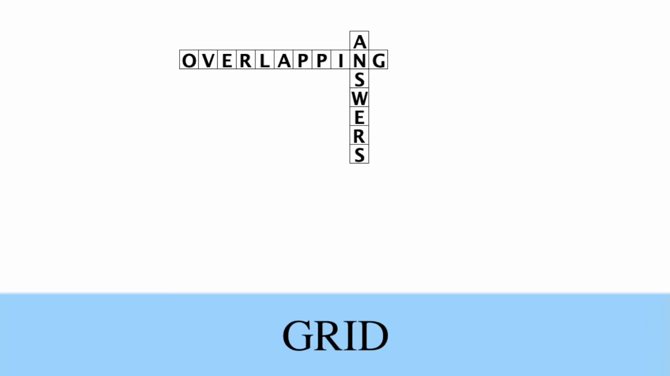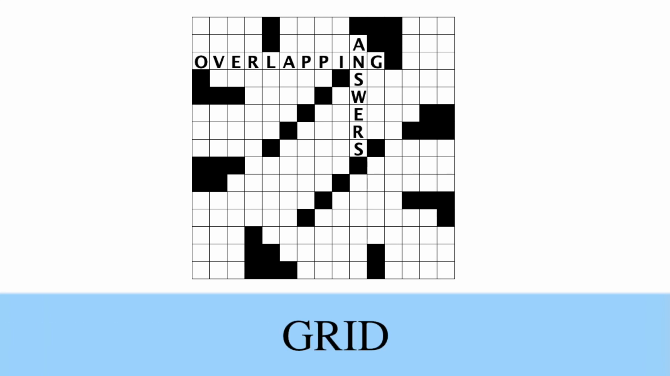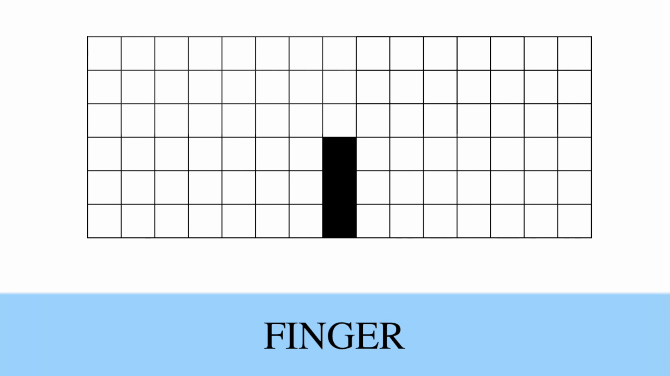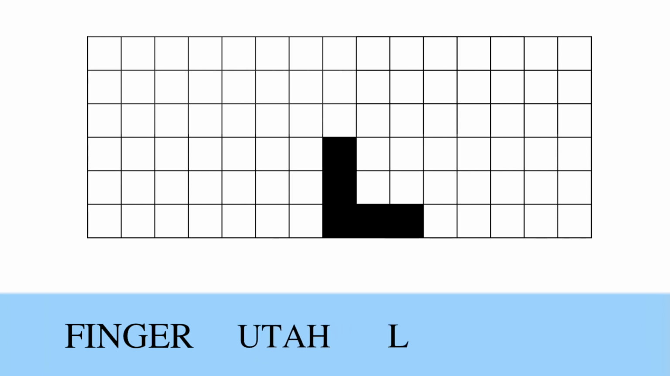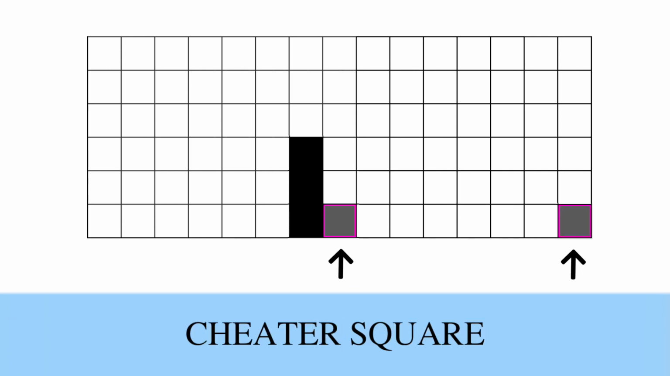The grid is the arrangement of columns, rows, and black squares. The grid is usually square, but not always. Black squares can be arranged in fingers of two or more that are perpendicular to and touching the perimeter of the grid. They can also be arranged as Utahs, Ls, and B2 bombers, I guess? I forgot that one. Black squares that don't divide a row or column are called cheater squares.